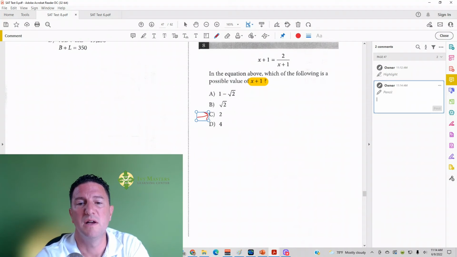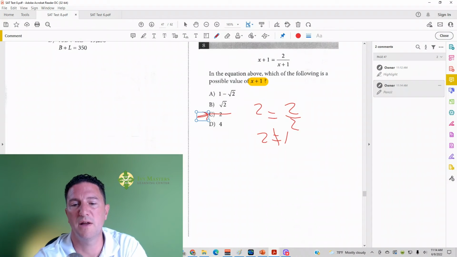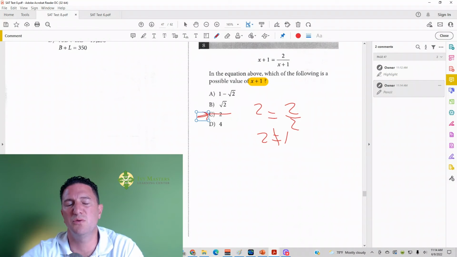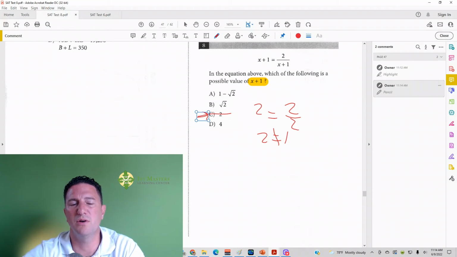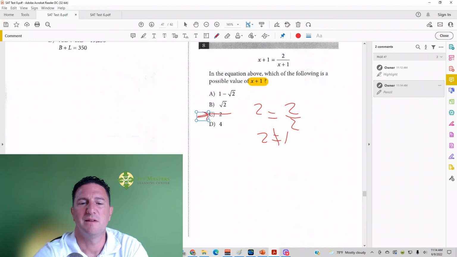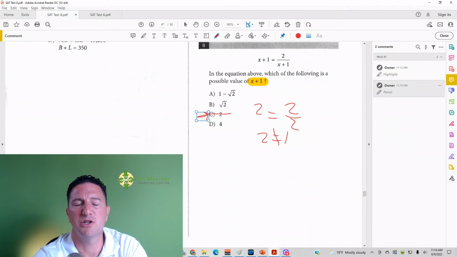But anyway, since it's asking for x plus 1, I could put 2 in place of x plus 1. I get 2 equals 2 over 2, and that would be 2 equals 1, and that just doesn't work, so that's gone. Okay. Then you could ask yourself, are you too big or too small? Well, if you notice, the left side of the equation was too big. And also, the problem is when you put a smaller number on the bottom, then it's also going to make the value on the right bigger.